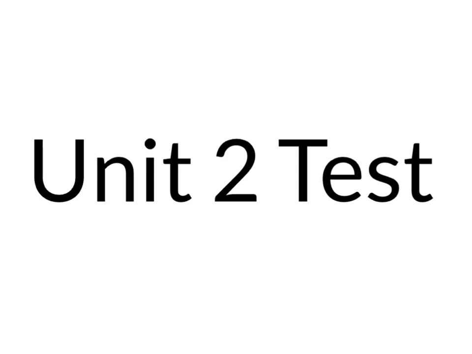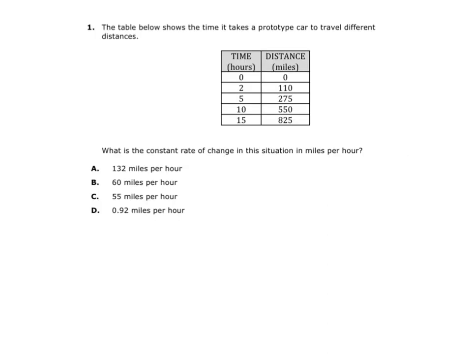Today I'm going to go over the Unit 2 test. Number 1 says the table below shows the time it takes a prototype car to travel the different distances. What is the constant rate of change in this situation in miles per hour?